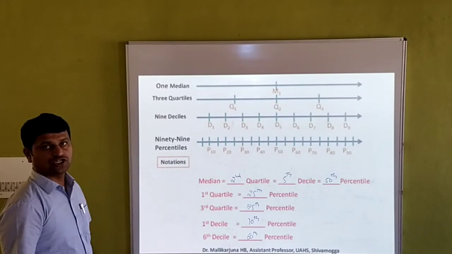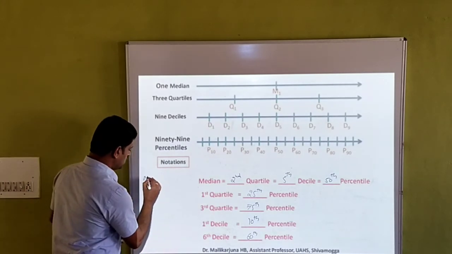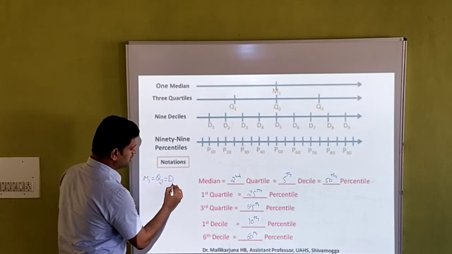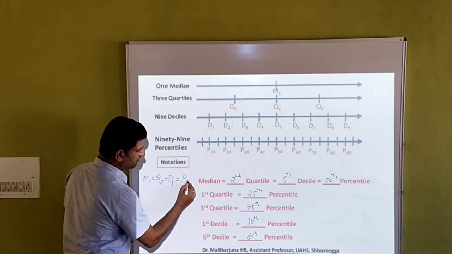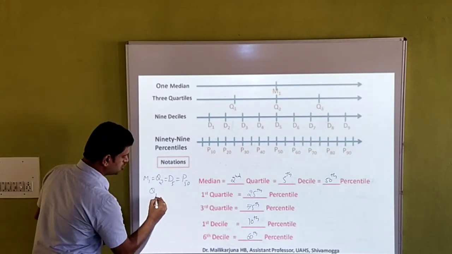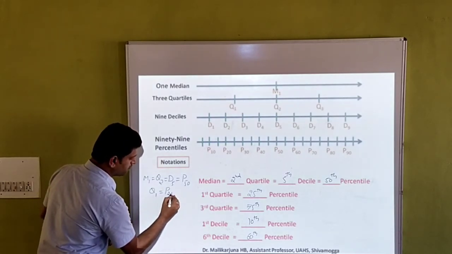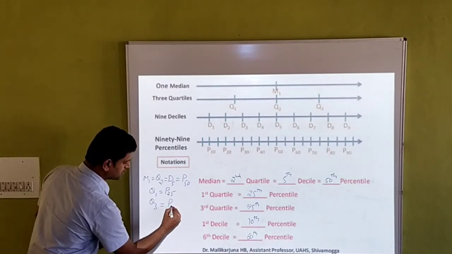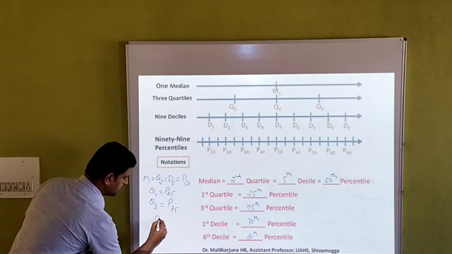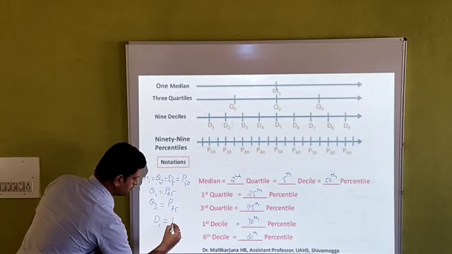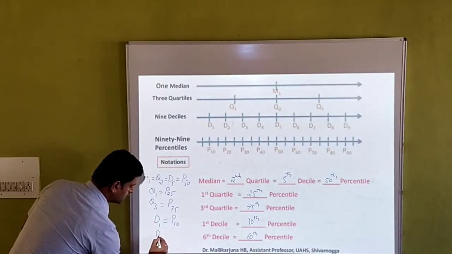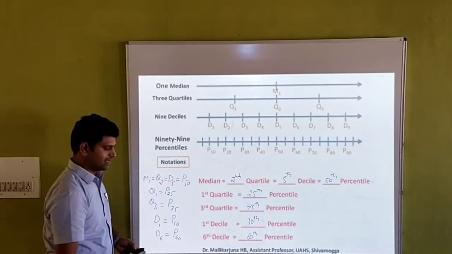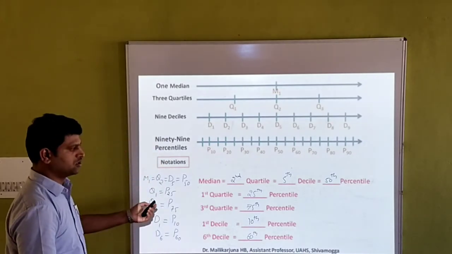And in notations, what I can say is M is equal to Q2 is equal to D5 is equal to P50. Also Q1 is equal to P25. Q3 is equal to P75. D1 is equal to P10. D6 is equal to P60. In this way, we will get the properties or solution from this.